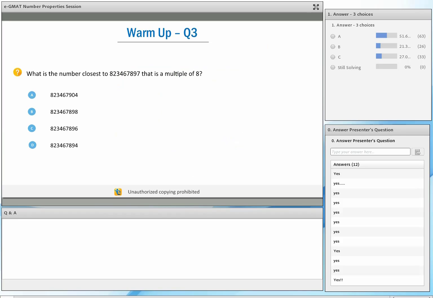Okay, all right, so now let's go to our question number 3. This is a slightly easier question, and here you go. Go ahead and solve it.